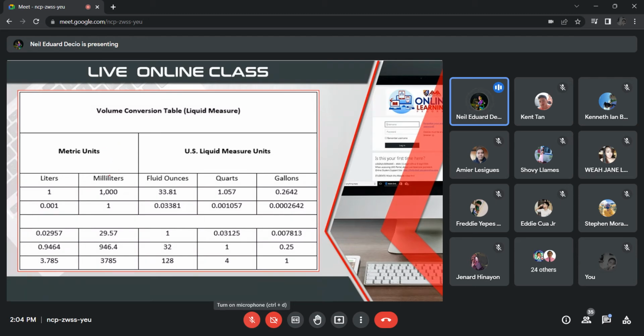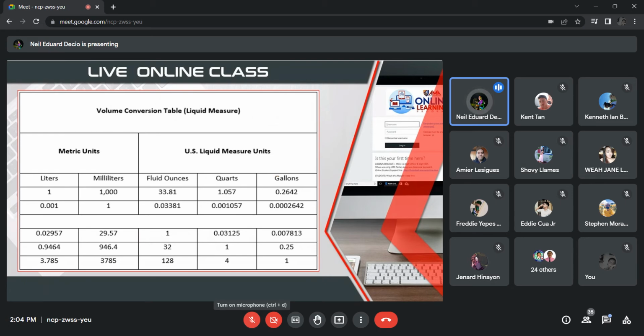Okay, so 1 liter converted to US liquid measure unit, 1 liter compared to fluid ounces now is 33.81. So 33.81 fluid ounces is equal to 1 liter. And then 1 liter is also equal to 1.057 quarts. And 1 liter is equal to 0.2642 gallons. And then and so on.